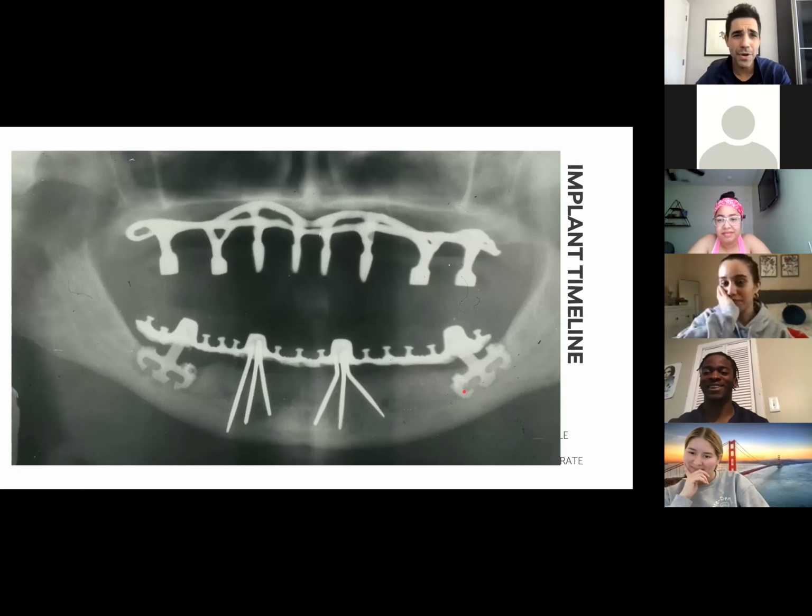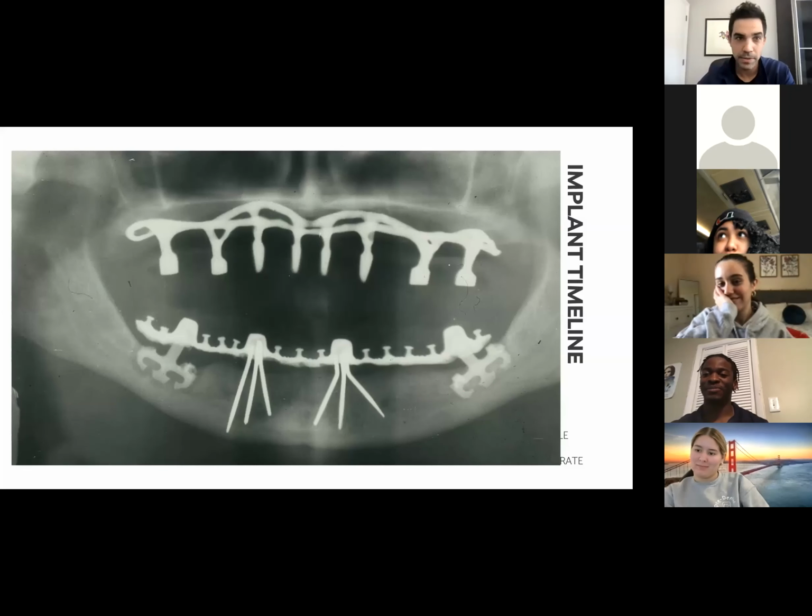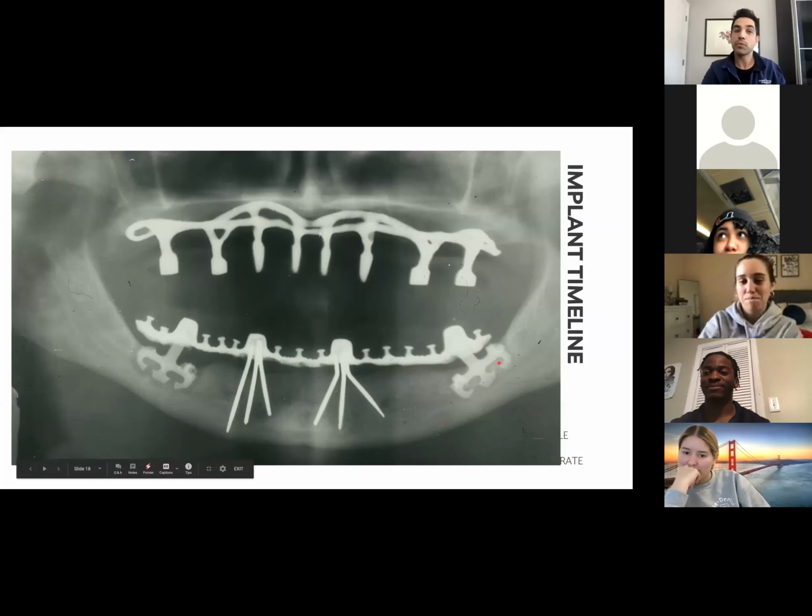It's like, this is so gnarly. You would never be able to explain this to a patient and have them accept treatment, right? This is just too bizarre. But in any case, these blade implants were literally like a razor blade, right?